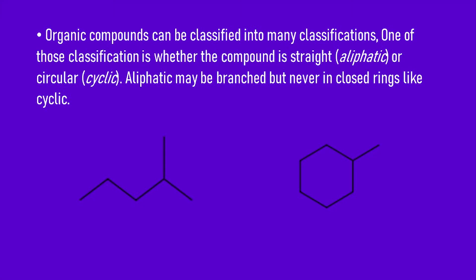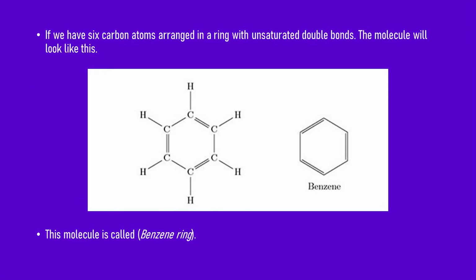Organic compounds can be classified into different classifications upon many criteria. One of those classifications is whether the compound is straight or in a circle or cyclic. So if it's straight, it is said to be aliphatic. In case of a circle, it's said to be circular or cyclic. If we have 6 carbon atoms arranged in a ring with unsaturated double bonds alternating between the carbon atoms, this structure is said to be a benzene ring.